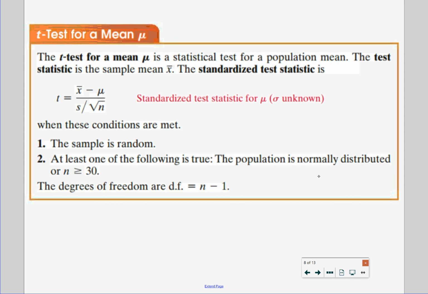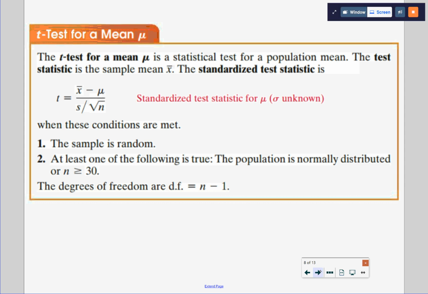The only difference, remember, with a t is that it's not the population standard deviation here, it's the sample standard deviation here. But everything else is the same. So you're going to do the mean of your sample minus the mean that we're testing for, whatever that is. It's part of our hypothesis. And then the sample standard deviation divided by the square root of n.